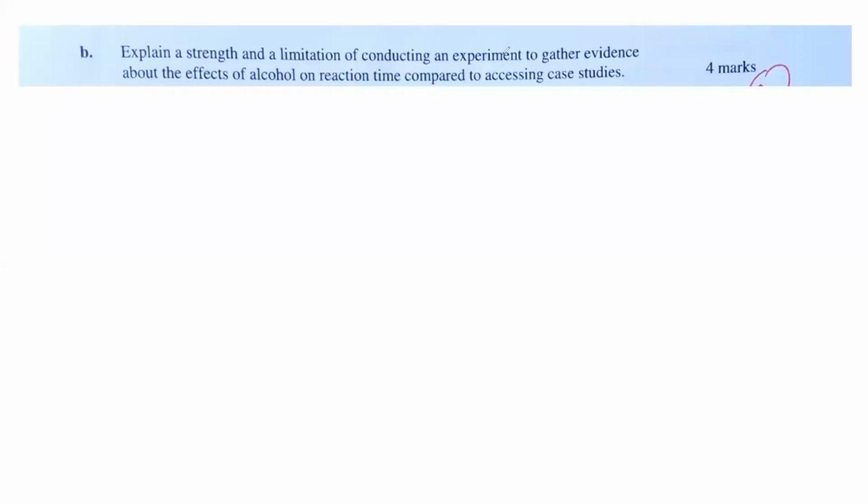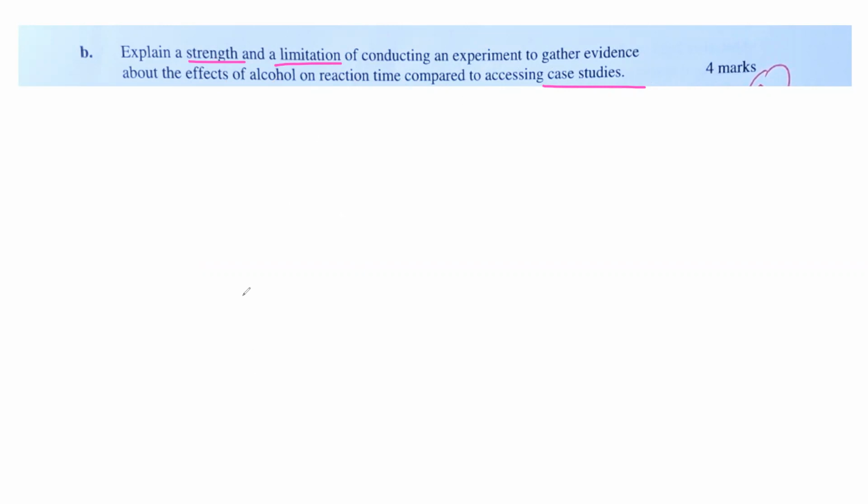Yep. So when we're looking at this question, you just need to talk about a strength and a limitation of an experiment for this particular topic of effects of alcohol and reaction time. And then you need to talk about, again, a strength and a limitation of conducting a case study or finding information about alcohol and reaction time using a case study. So that's why it's worth 4 marks.